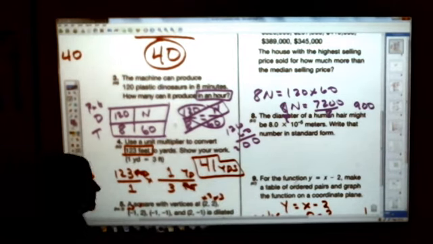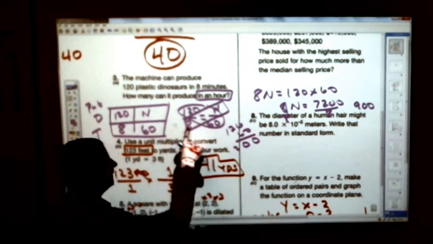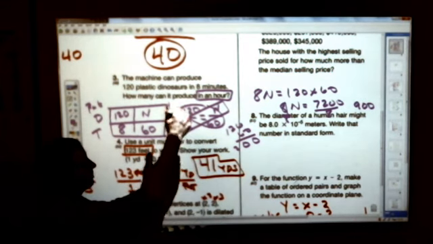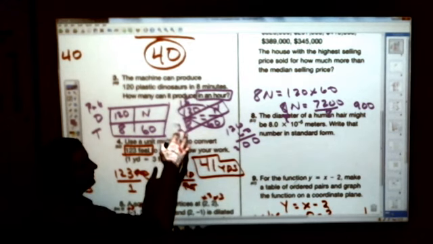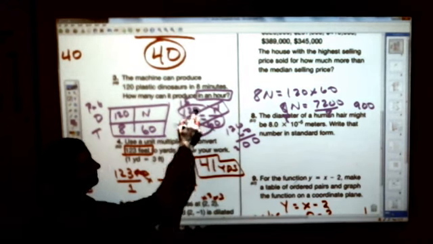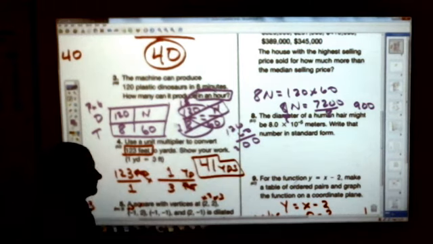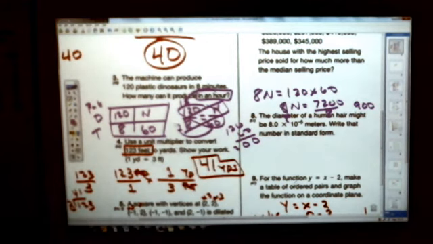Again, you could have just reduced this. 8 actually goes into 120 15 times, so you could make it a fraction of 15 over 1 times 60. 15 times 60 will still give you 900. Your choice, how you want to solve it, whichever way works best.